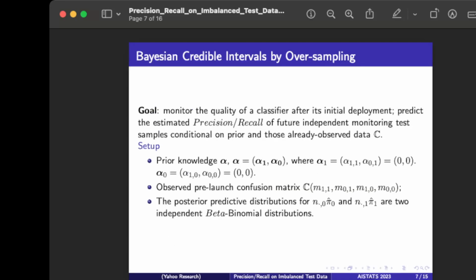A Bayesian approach can also be applied to estimate the credible intervals for precision and recall for a future post-deployment monitoring test. Given the prior knowledge and the observed pre-launch confusion matrix for the classifier, we can predict the estimated precision and recall of future independent monitoring test samples.